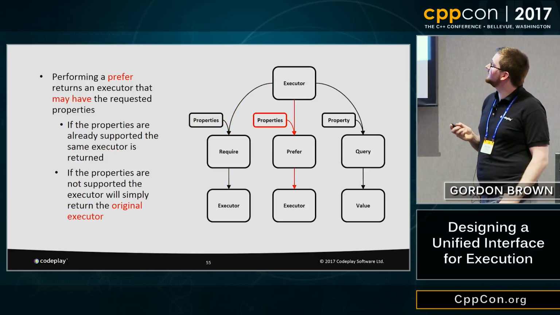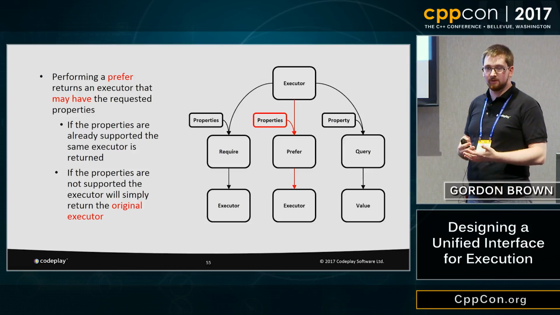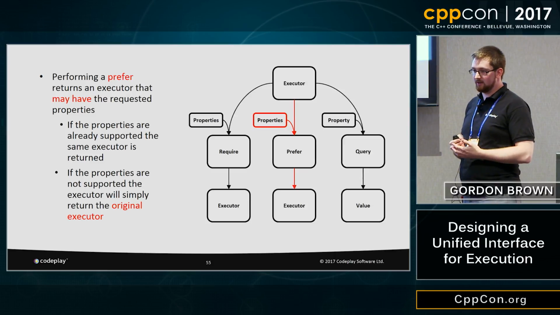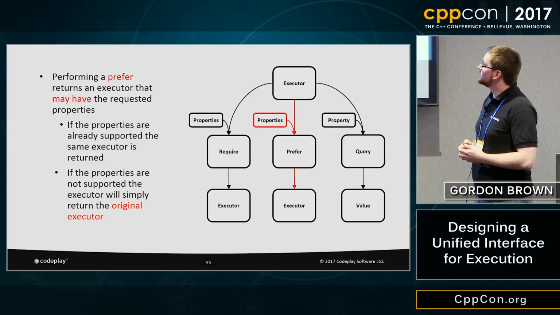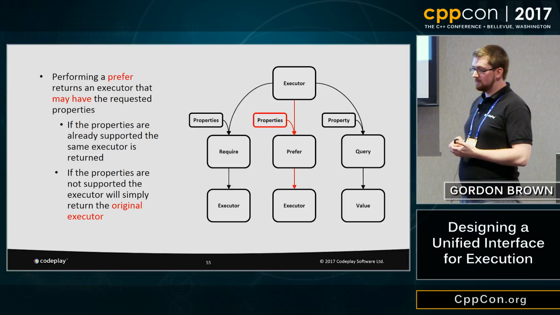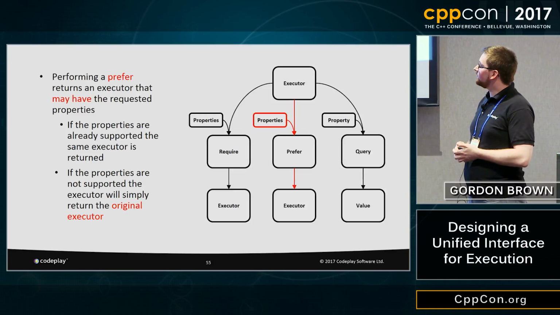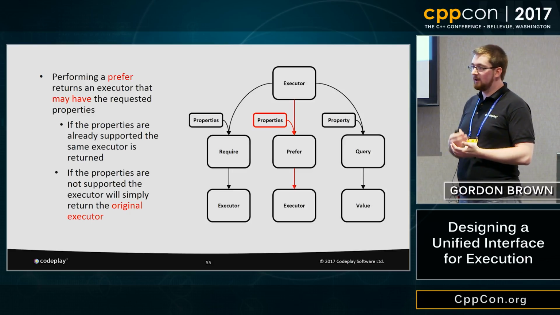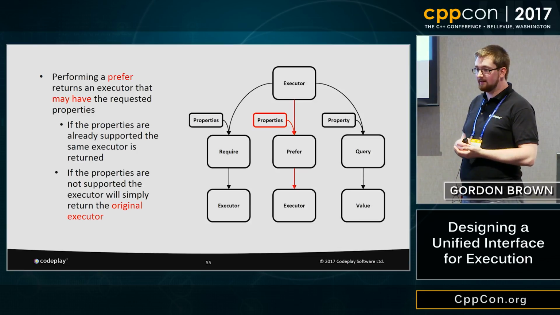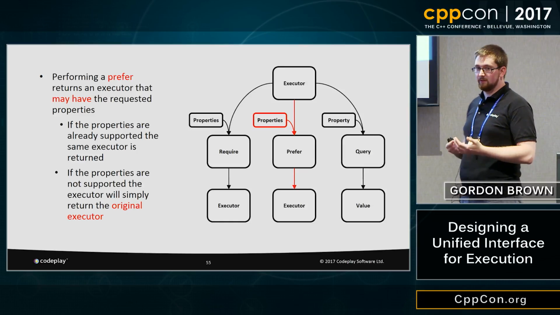Prefer is slightly different. The way prefer works is that it also takes an executor and a number of properties, but it may or may not return an executor that can fulfill those properties. Essentially, if require would succeed, if it would compile, it must do that. If it doesn't, then it is free to return the original executor as it is without modifying it. So this is quite important in the cases where you're not requiring. It's more of a hint or a preference. You don't necessarily need those properties, but it would be ideal. Or in the case where you may want to modify the properties of the executor dynamically.